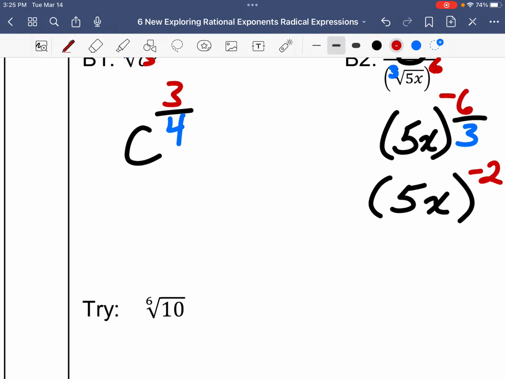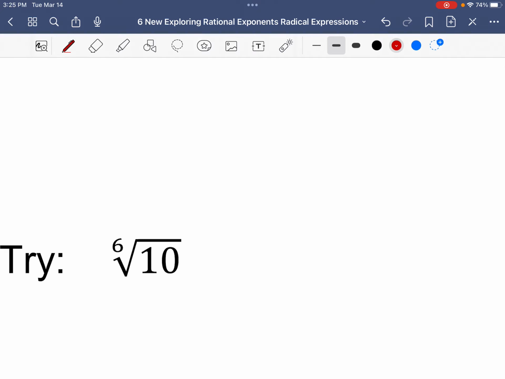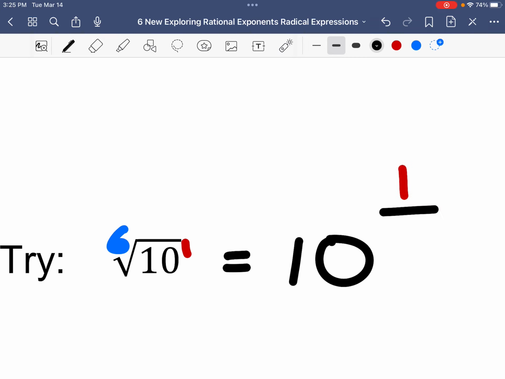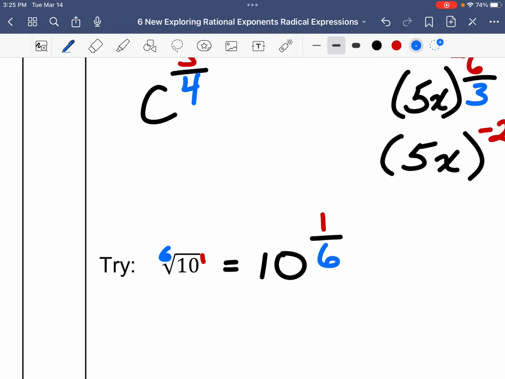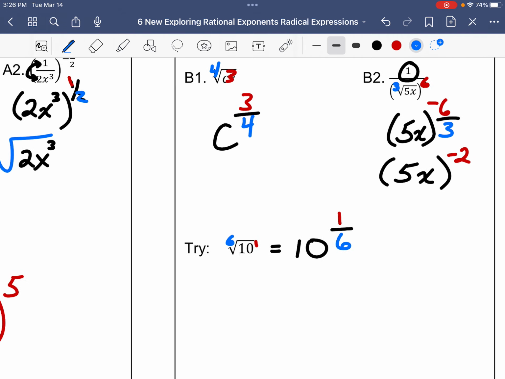Try one. Interesting problem. Is it missing something? Perhaps. Maybe you want to think that it's to the power of 1. Does that make it a little easier to do? Flower power, numerator is the power, denominator's the root. 10 to the 1/6 power. 10 to the 1/6 power. I basically rewrote the problem as a rational exponent.